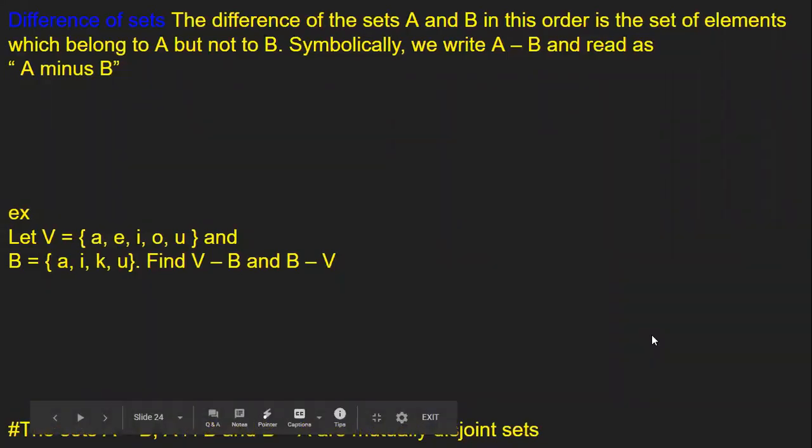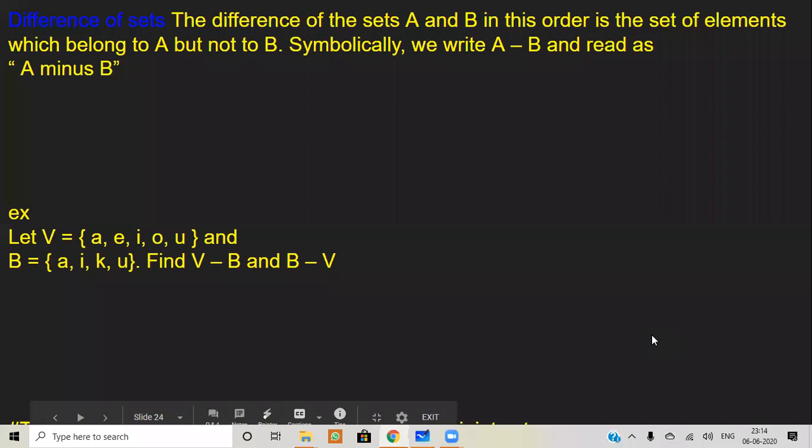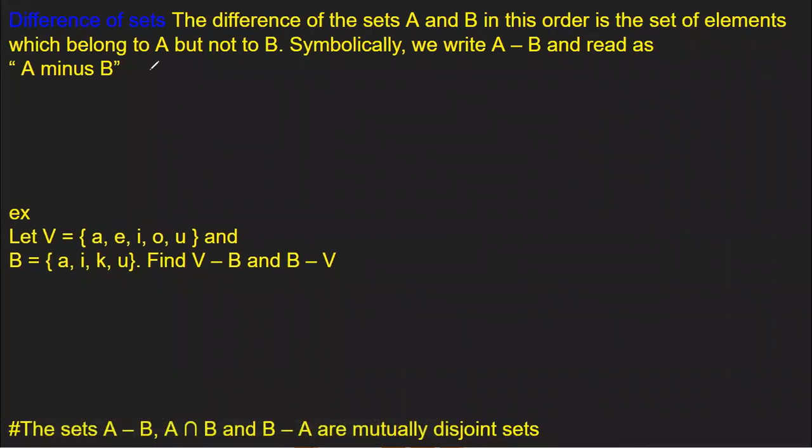Difference of two sets. The difference of the two sets is written as A minus B. Write it in the set form: {x such that x belongs to A and x does not belong to B}. ये हमारा A minus B होता है.